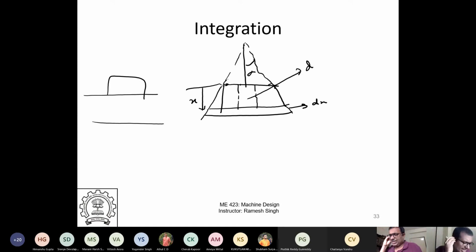If I want to understand the incremental deflection due to this strip, d delta will be P, whatever load I am applying, times dx. You remember delta is equal to PL over AE, so this will be P dx over AE, right?